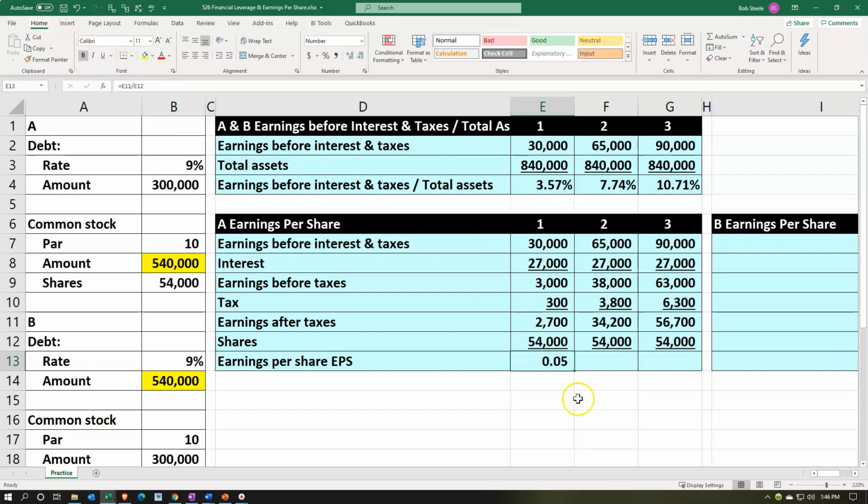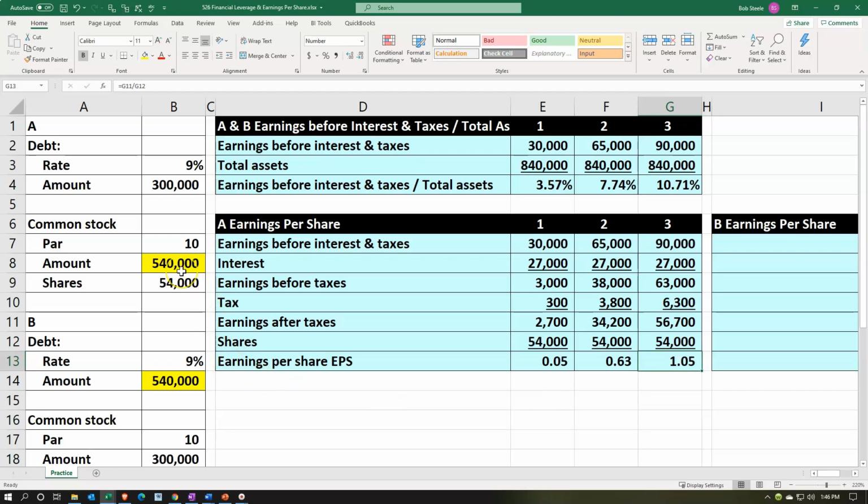And then I'm going to drag this across with the autofill. So you can see that if we start off with the lower earnings before interest and taxes, we're going to have a lower earnings per share. So the earnings per share is at 5 cents, and then it goes up to 0.63 and then 1.05.